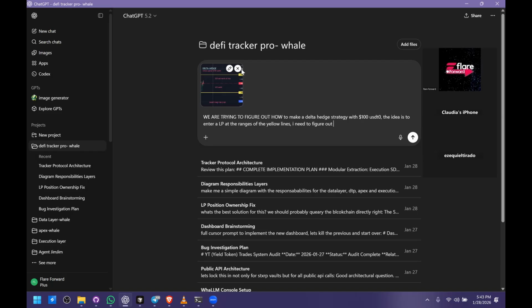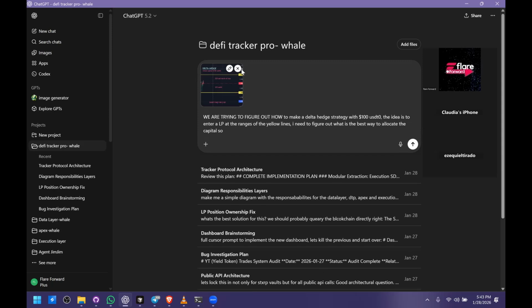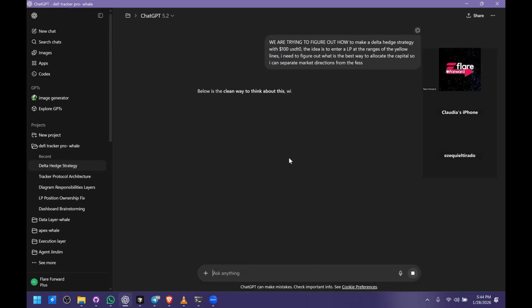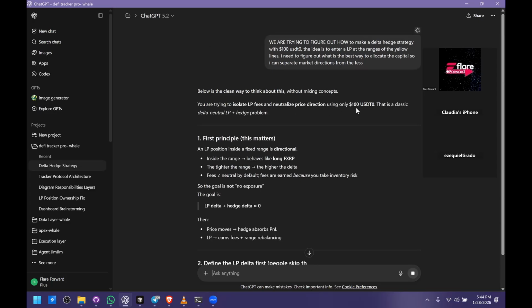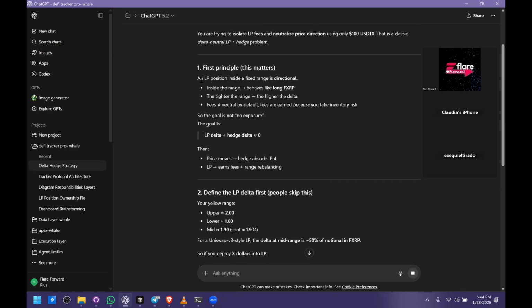I need to figure out what is the best way to allocate the capital so I can separate market direction from the fees. That's incorrect. Okay. LP fees and neutralize price direction by using only 100 USDT. This is a classic delta neutral LP plus hedge problem. The first principle is an LP position inside a fixed range is directional. Inside the range it behaves like long FXRP.